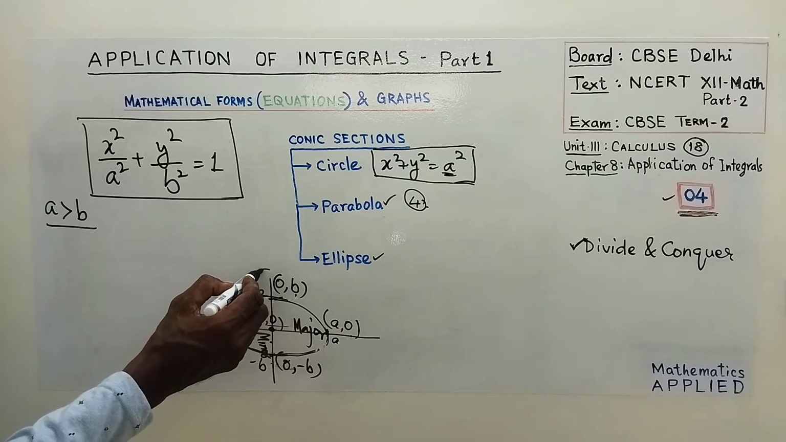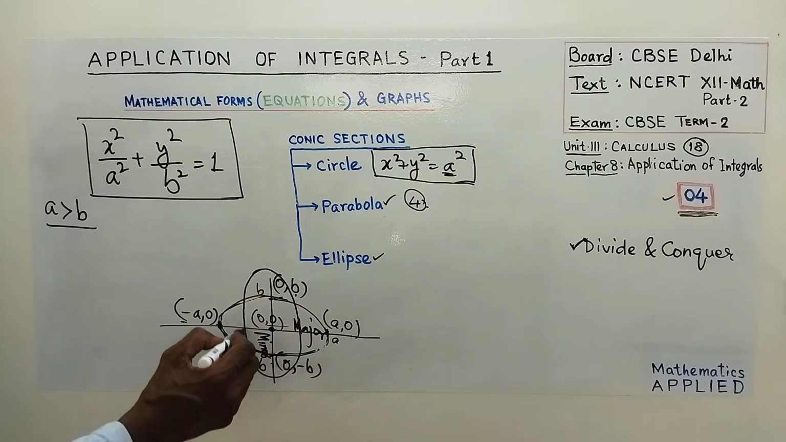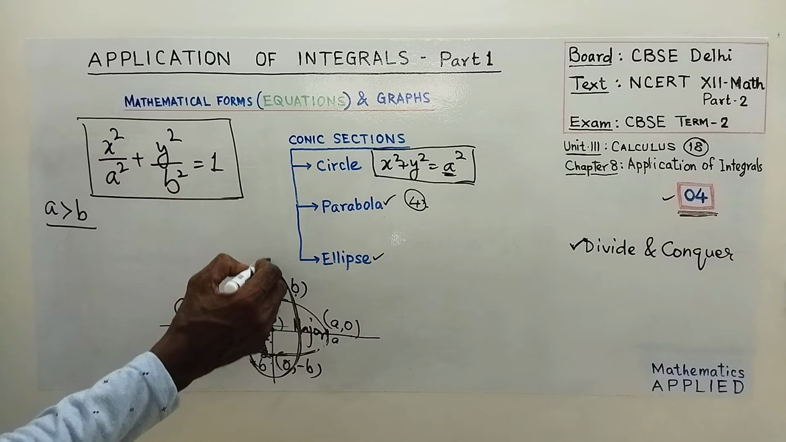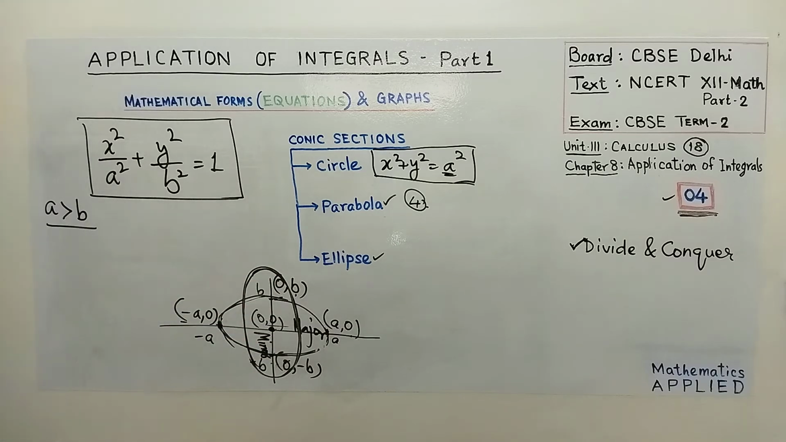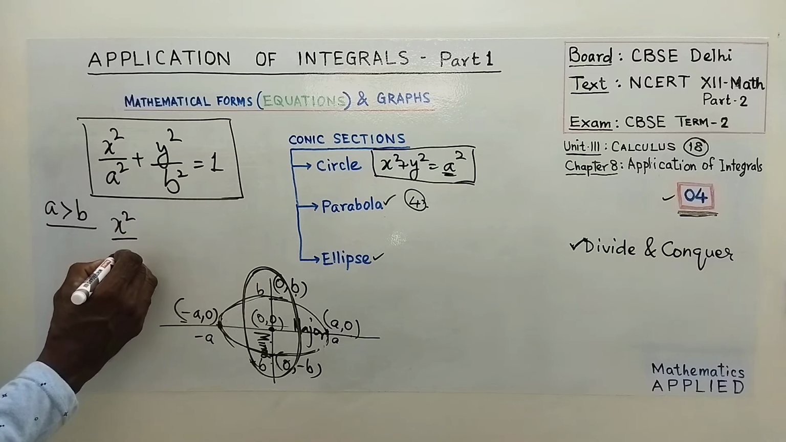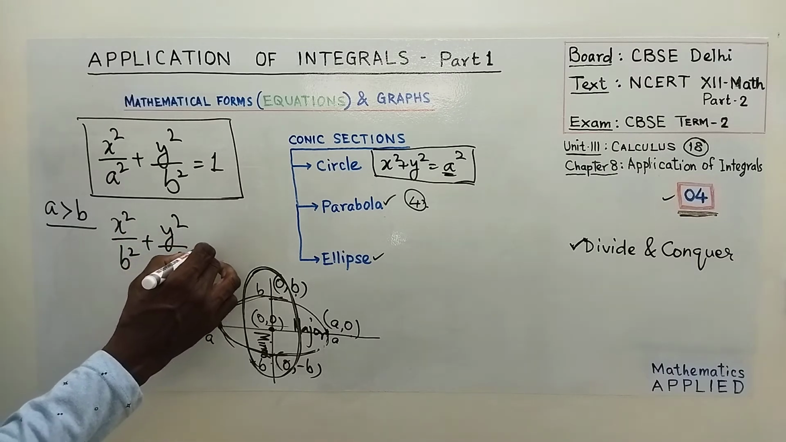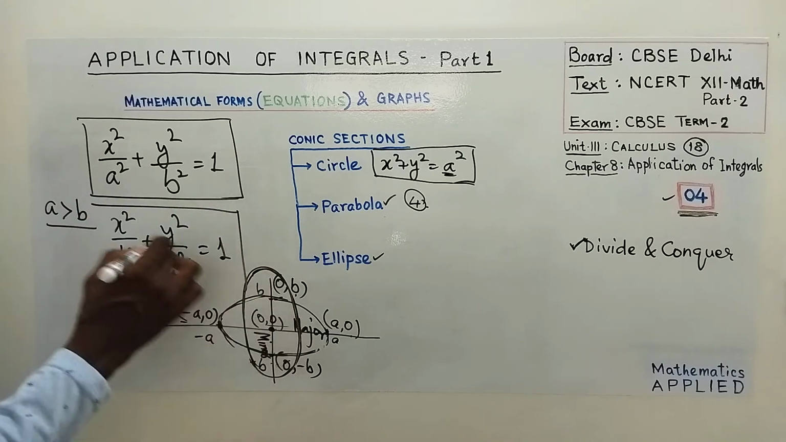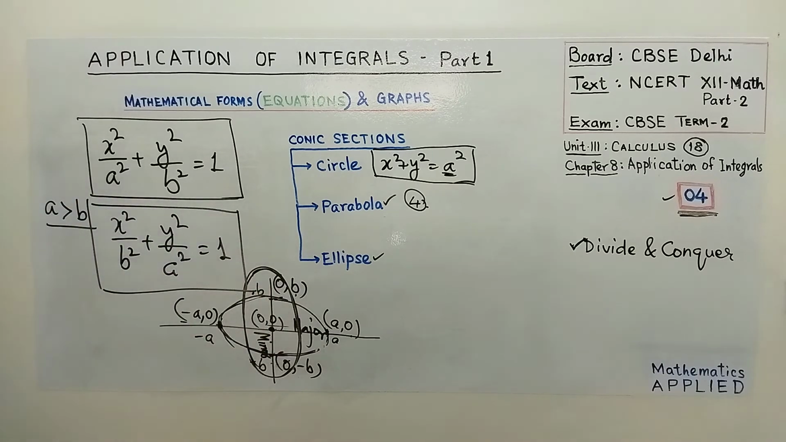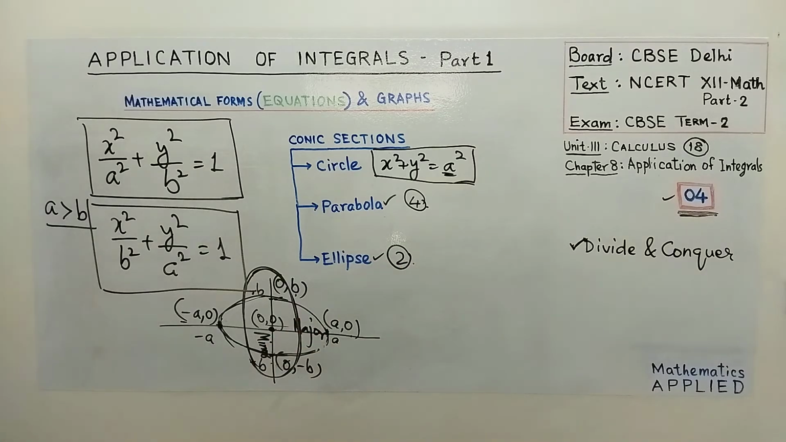What is that form? We can draw the ellipse like this. You can draw an ellipse like this. No, your y-axis is going to be major. So in that case, your equation is going to be x square by b square plus y square by a square equal to 1. This is the second form. So in ellipse there are two forms. One form is this, another form is this.